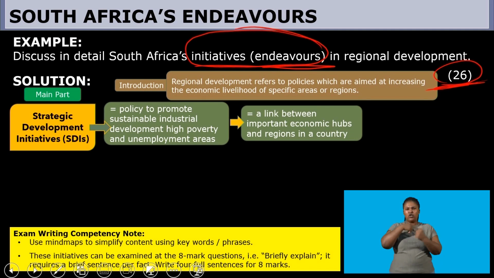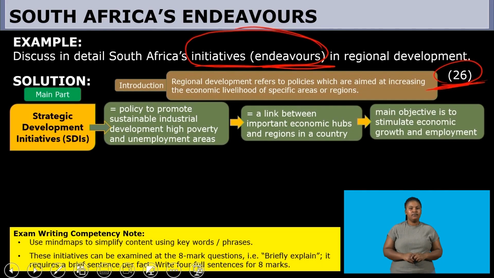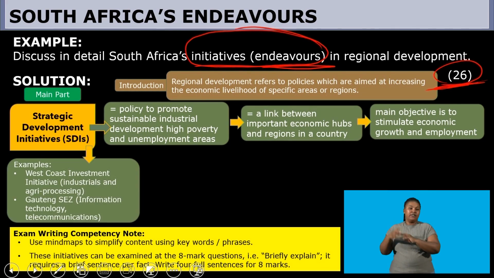Remember, we are doing regional development. So the idea here is to try and attract investment in areas that are poor, in areas that are less developed. And those areas, how do we identify them? They are characterized by high levels of unemployment as well as high levels of poverty. And the main objective is to stimulate economic growth and development. Examples of those SDIs in South Africa include the West Coast, the Gauteng SEZ, and also the areas in which they specialize.